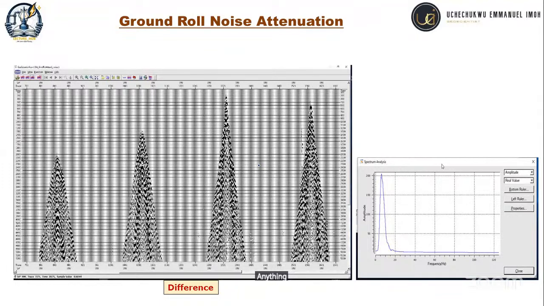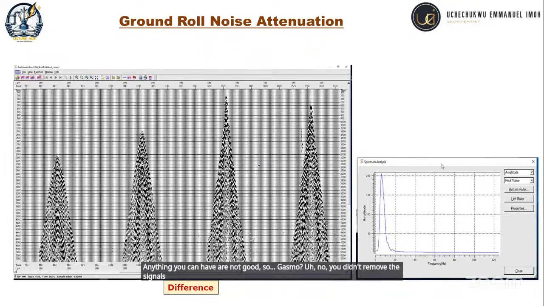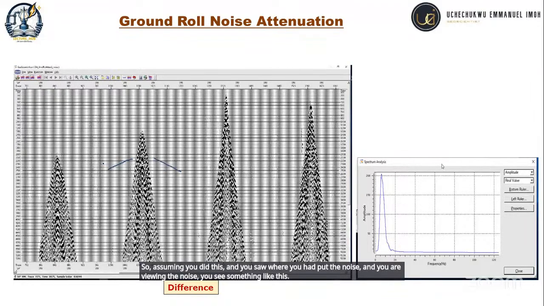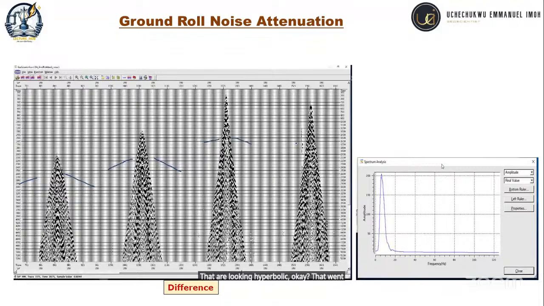Anything? No, looking not good. So you didn't remove the signals, because if you're doing noise attenuation, you must be careful to remove only the noise that you're interested in and not the signal. So assuming you did this and you output the noise and you are viewing the noise, you see something like this that is looking hyperbolic. It means you harmed the seismic data. You have removed both your signals and you have to go back and adjust your parameters.